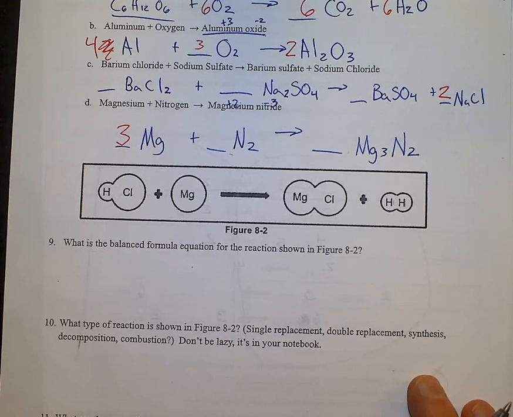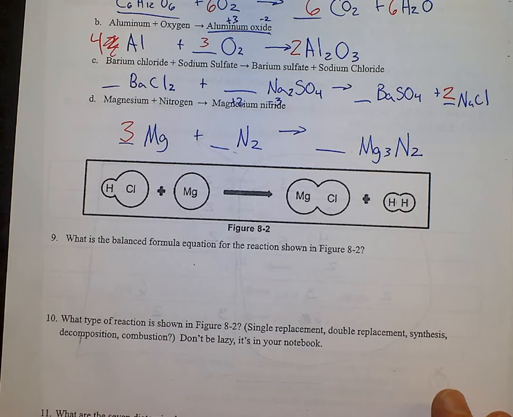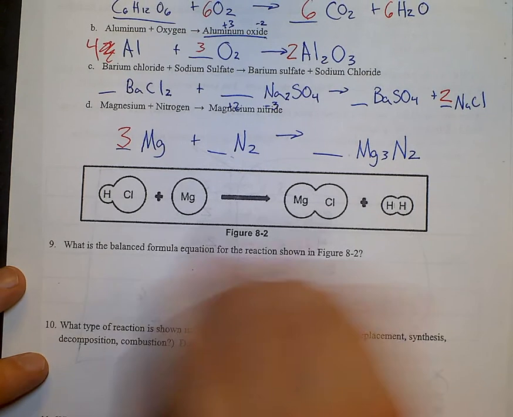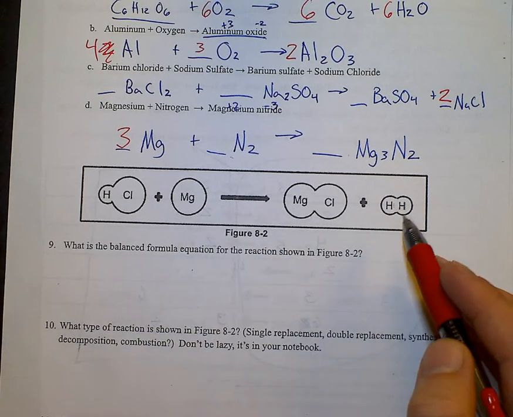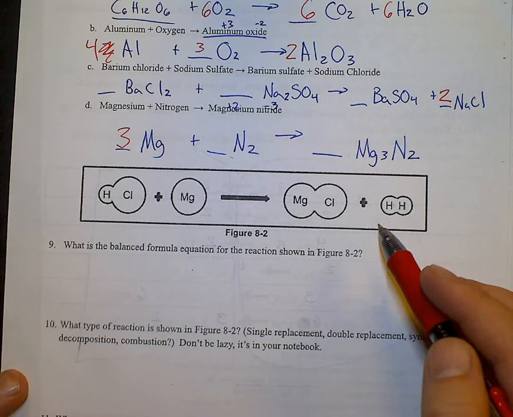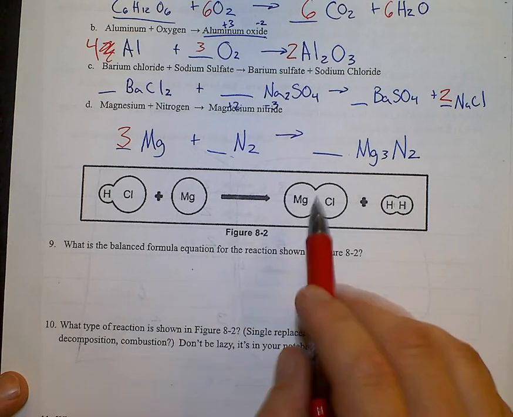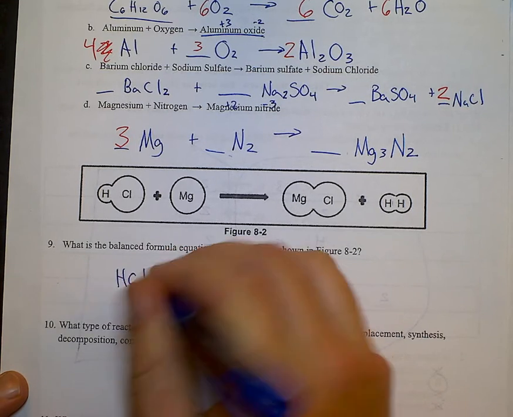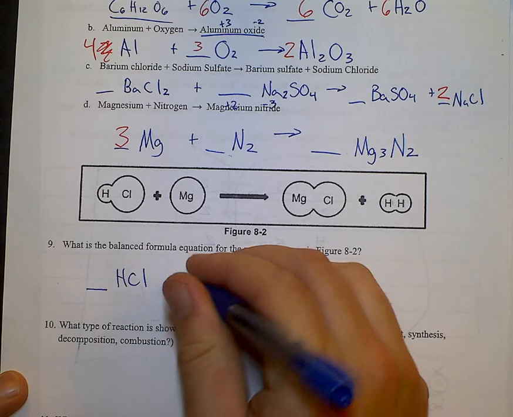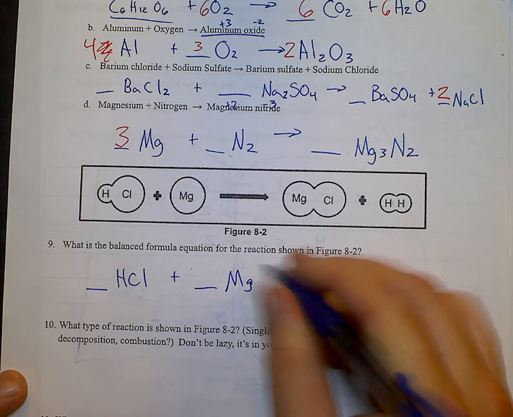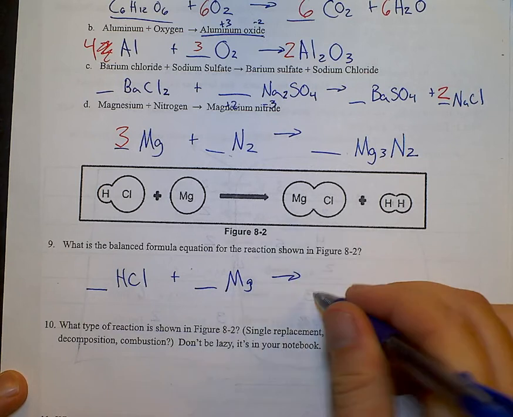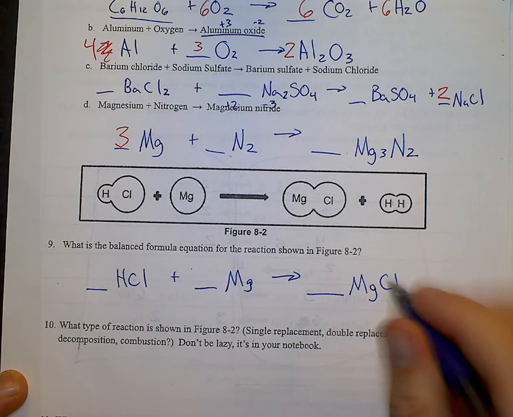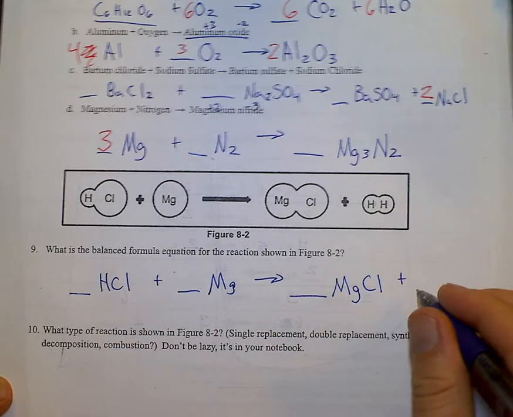Number 9, what's the balanced formula equation for the reaction shown above? Just so you guys know, this picture is technically drawn incorrectly. Okay, I'll explain why in a minute. We're going to write our formula for what this picture is, though. So we have HCl, hydrochloric acid. We're adding magnesium. And we're making magnesium chloride, and hydrogen gas.